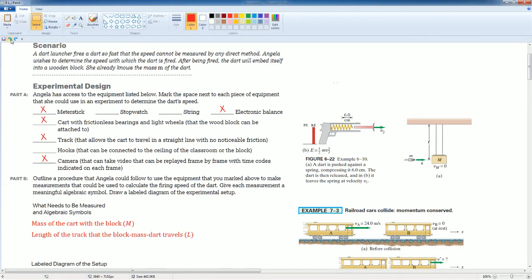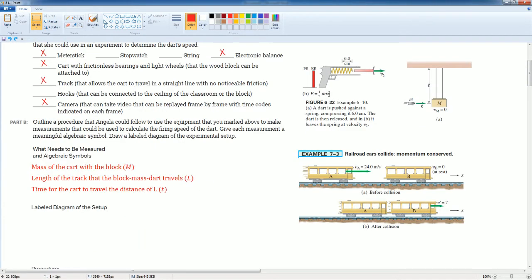Then you also need the length of the track that the block, mass, dart will travel. You're going to see that in the setup. So you can measure that out with the meter stick. Now also, you're going to need the time for the cart to travel the distance of L. That's going to be given by the camera. Now let's do the lab setup to get a better visual.